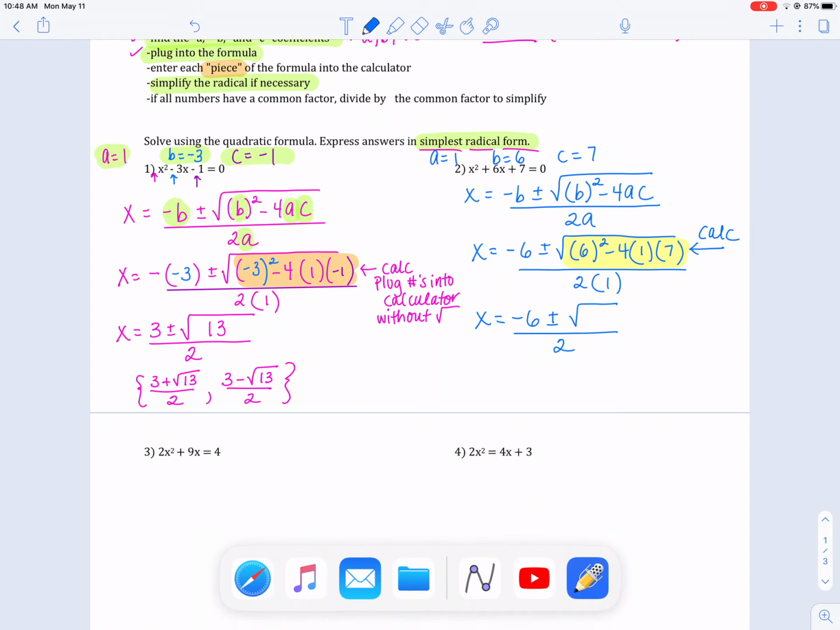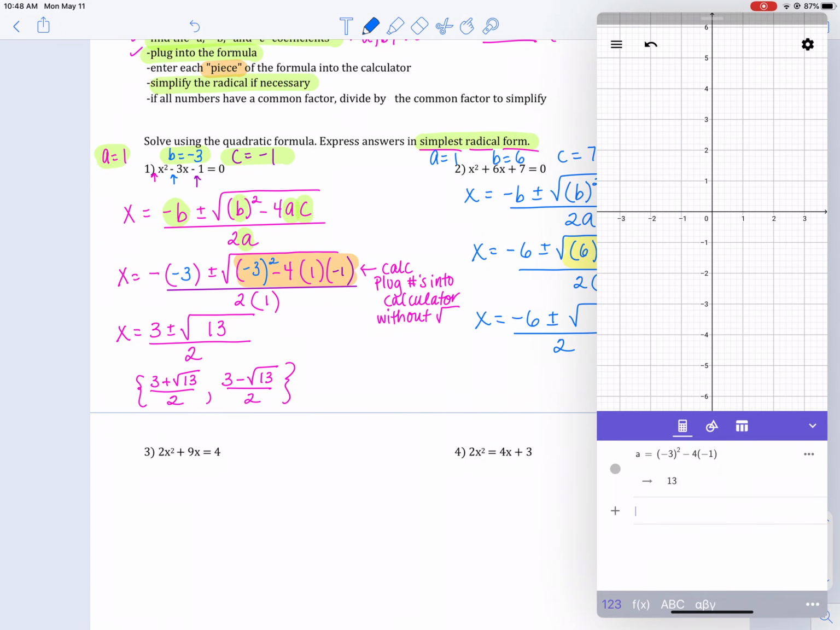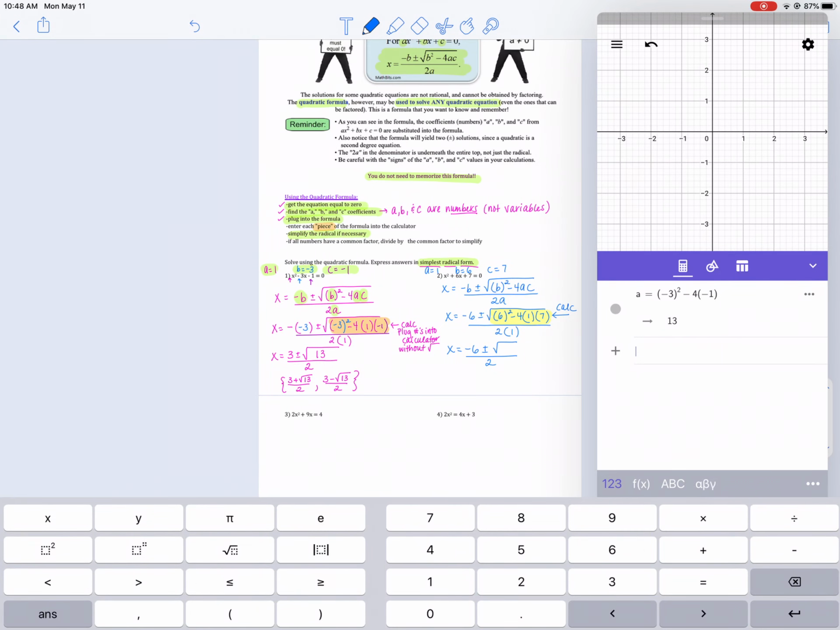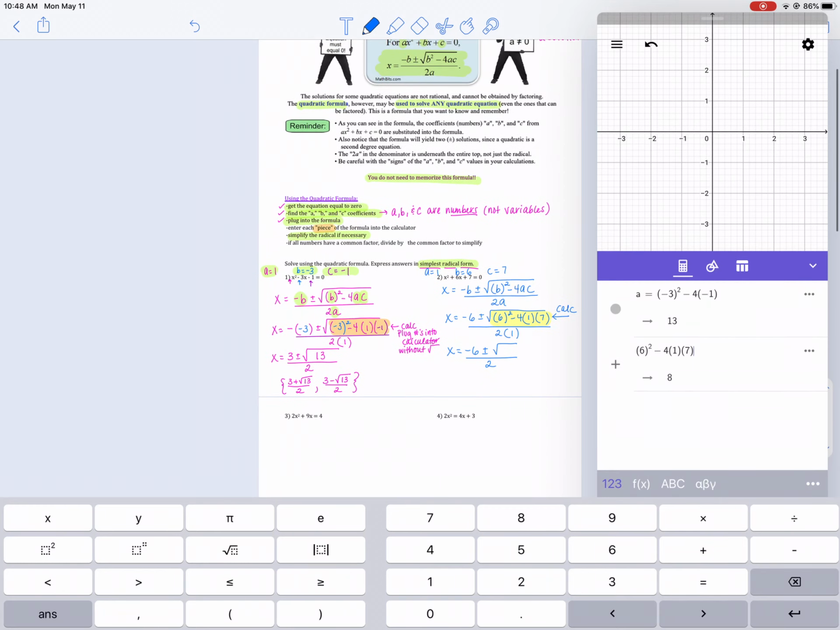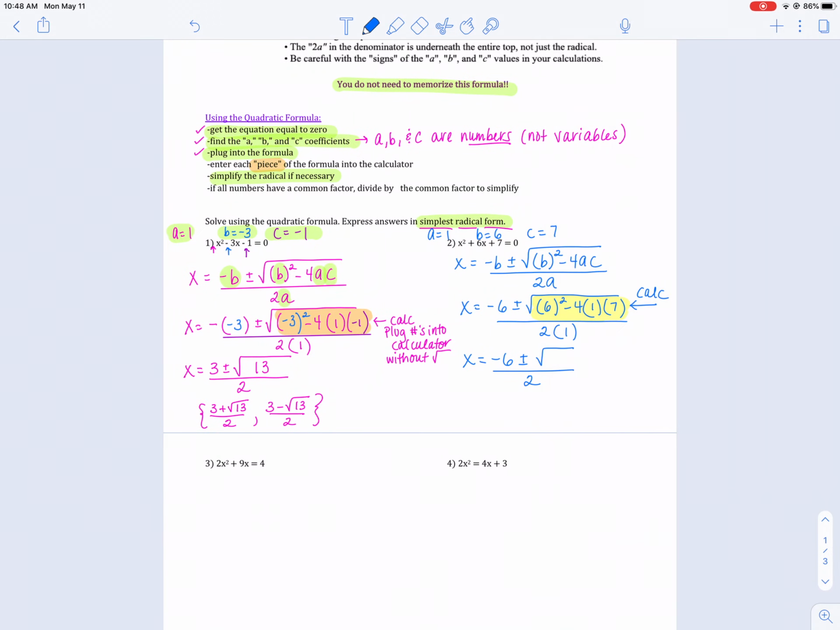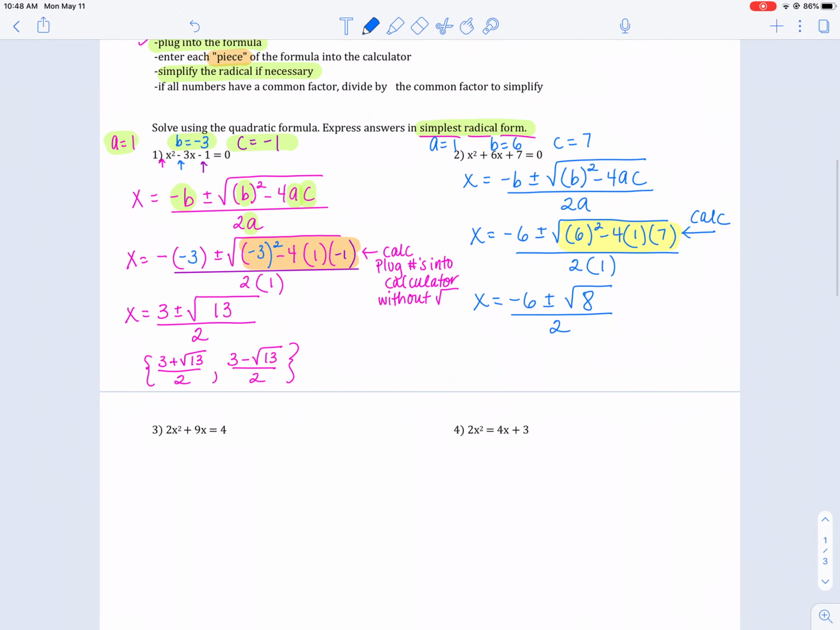So I'm going to pull this up, okay, and I'm going to make that smaller so I could see no radical. I'm going to type in a parenthesis, 6 squared, minus 4, times in a parenthesis 1, exactly how I see it, and then in another parenthesis 7. Okay, and there's my number, 8. My number that I'm going to put off to the side is an 8.